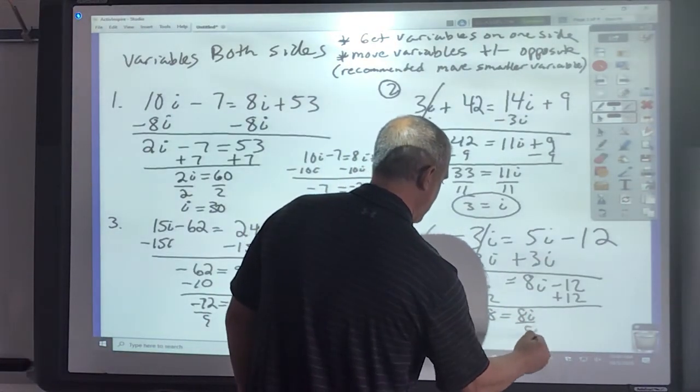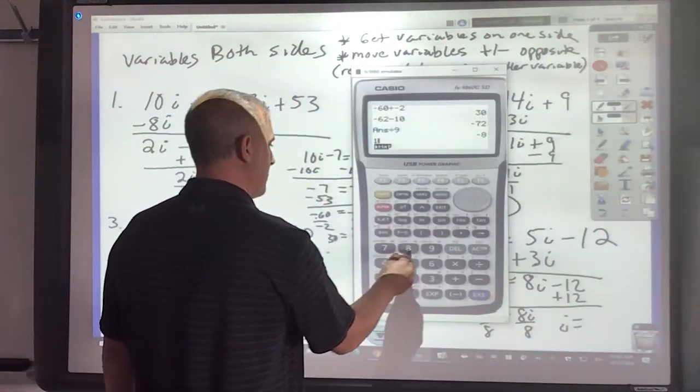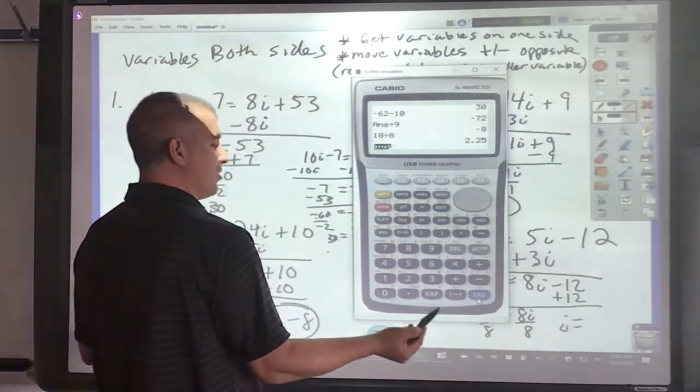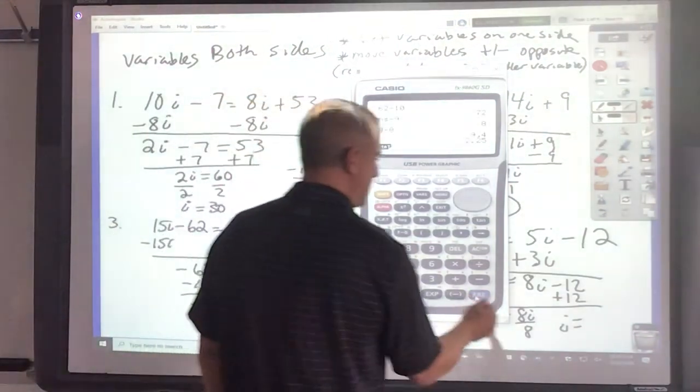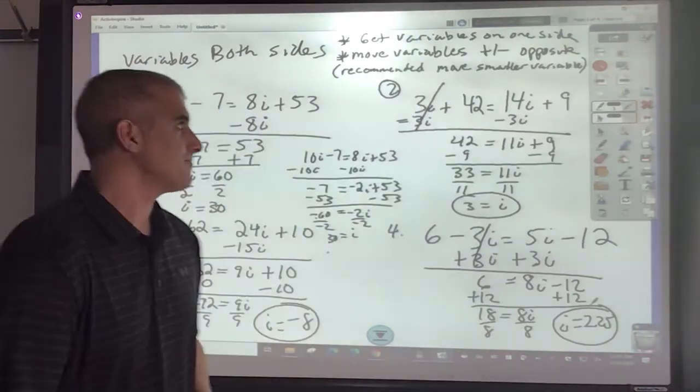To get rid of the attached, I would divide by 8. i equals 18 divided by 8. If you want the decimal, it's 2.25. If you hit the fraction, it's 9 over 4. 2.25, 9 over 4.